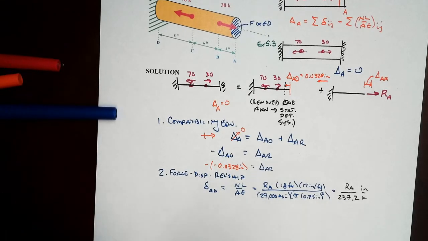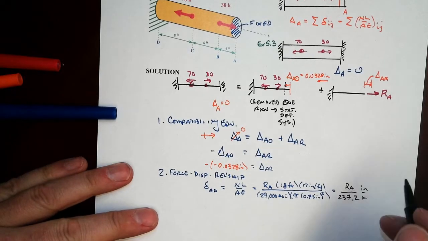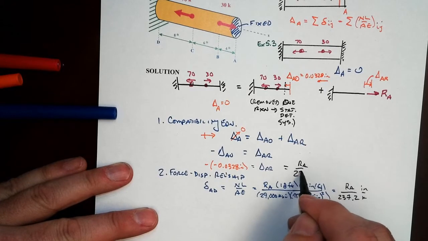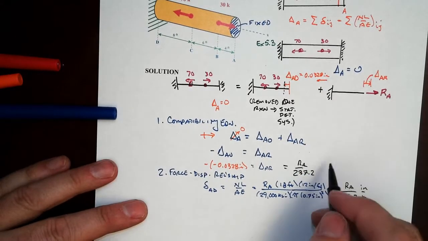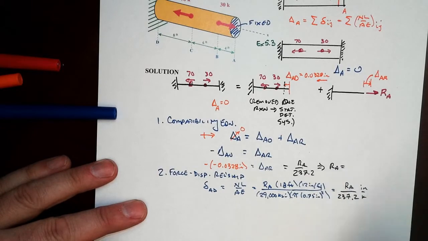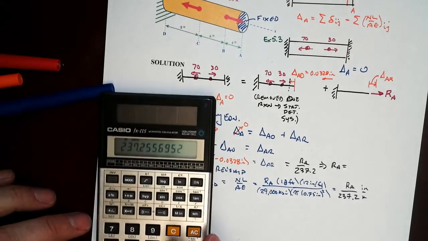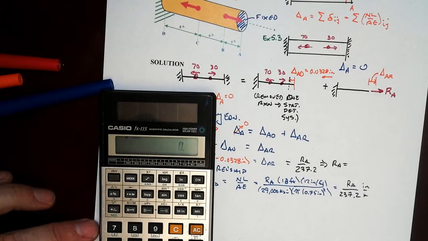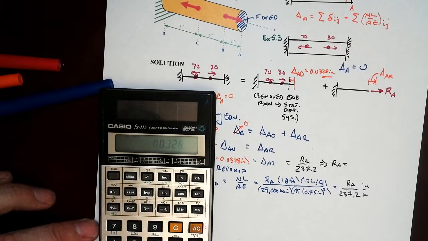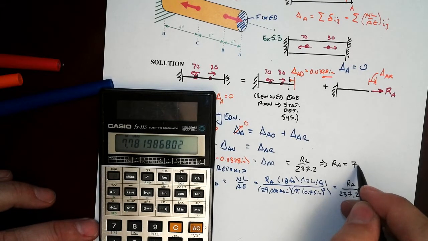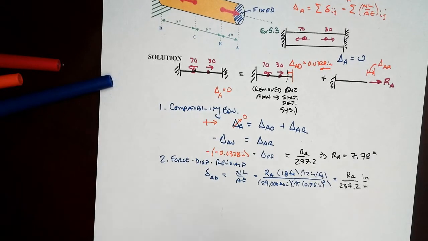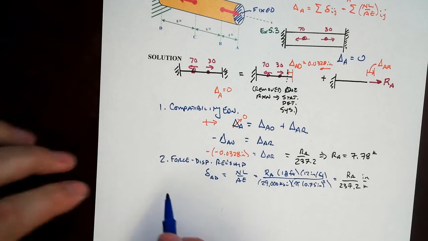And now we can solve for R. And so the R value, when we substitute back up into here, it's going to be RA over 237.2. So now RA equals, drumroll, 3.0328 multiplied by 7.78 kips. Right, now we go look at the axial stresses, right? Because that's what we were asked to do.